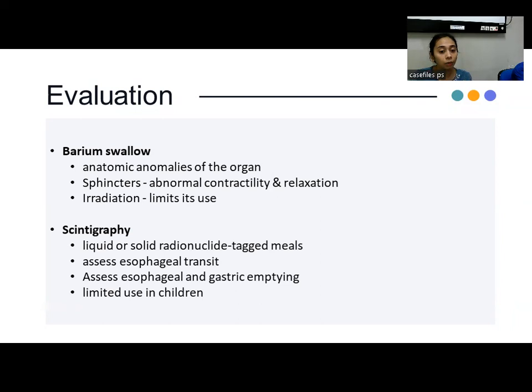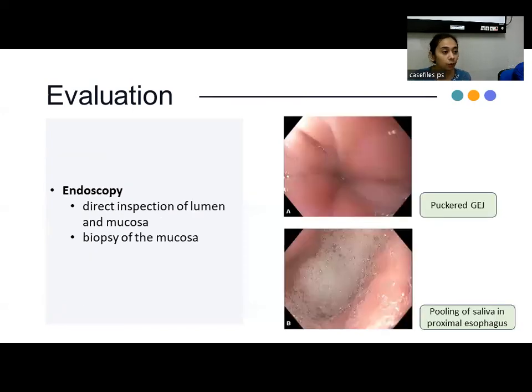of the organ, and abnormal contractility and relaxation of the sphincters. However, the irradiation limits its use in children. Scintigraphy is based on liquid or solid radionuclide-tagged meals, which helps in the assessment of esophageal transit and assesses esophageal and gastric emptying. Again, its use is limited in children. Endoscopy is an evaluation tool which helps in the direct inspection of the lumen and the mucosa, and also enables us to take a biopsy of the mucosa when indicated.